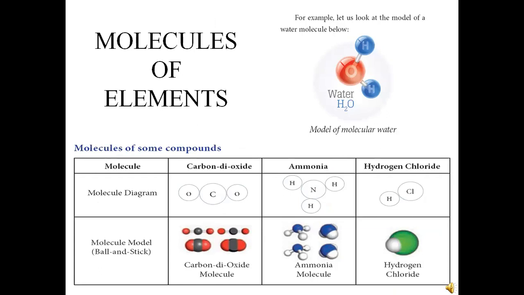Next, three molecules are given in the table. First one carbon dioxide, second one ammonia, and third one hydrogen chloride. The molecular formula of carbon dioxide, already we know, is CO2, and ammonia is NH3, one nitrogen and three hydrogen, and hydrogen chloride is HCl, one hydrogen, one Cl. Next, molecule models. Carbon dioxide molecule model here, ammonia molecule model here, and the third one, hydrogen chloride molecule model here.